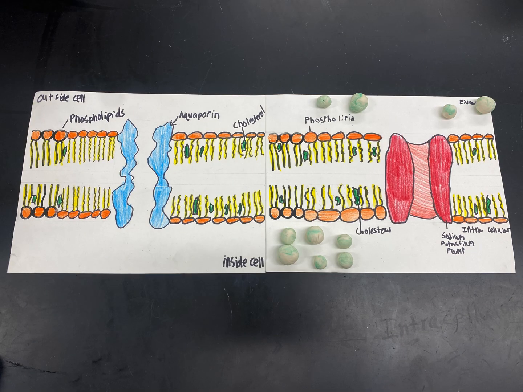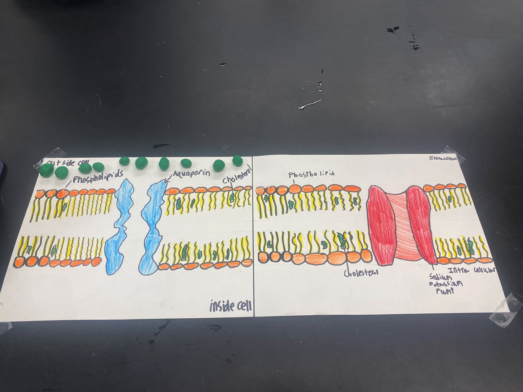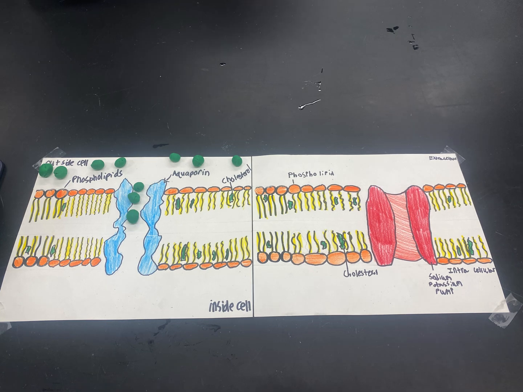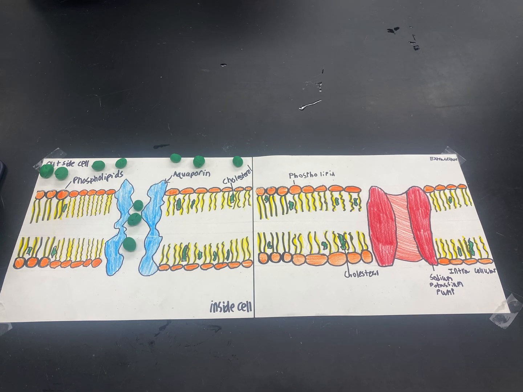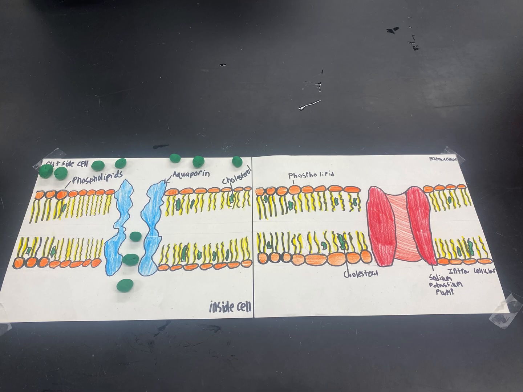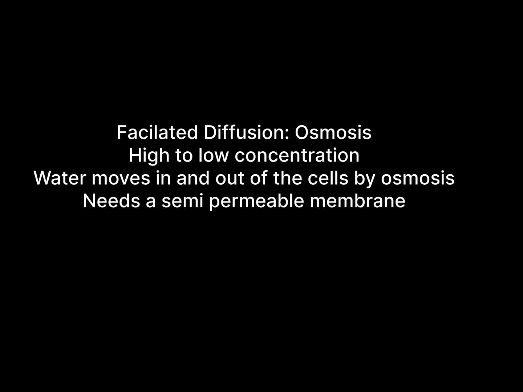But the protein that's about to be shown is called aquaporin. Aquaporin is used for osmosis, where, as you can see, the water molecules are moving down so that they can go into the cell. A summary of this is high to low concentration. Water moves in and out of the cells during osmosis.